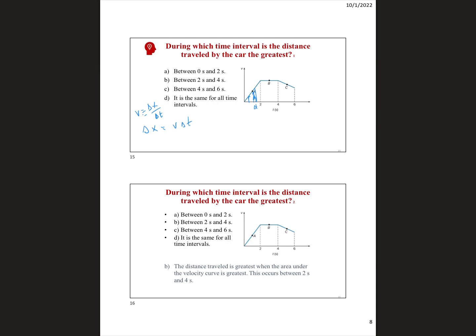If you take a small time delta t, v times delta t is the area. So the displacement is bigger when the area is bigger. So we see which area is bigger. This one, or this one. The bigger area is between 2 and 4. So the displacement is bigger between t equal 2 and t equal 4. And this is the answer. Let's go to the next question.